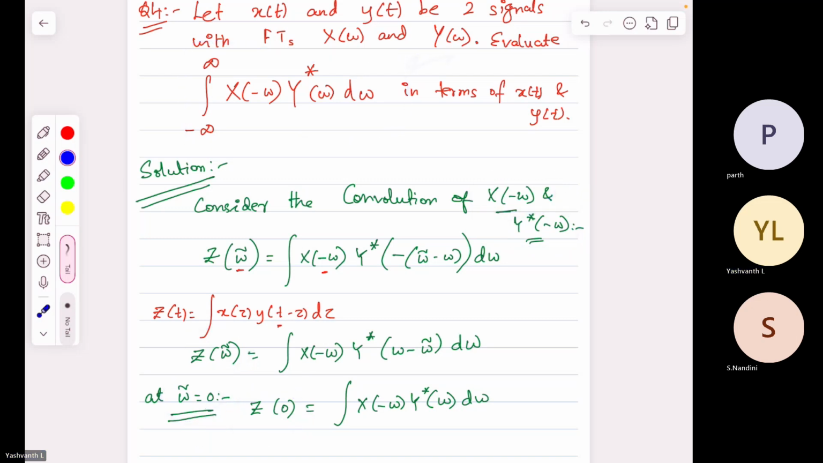Clear? Now, basically you need to convolve two frequency domain signals. But the convolution property says that if I convolve in the frequency domain, their inverse Fourier transforms get multiplied. So I will consider the inverse Fourier transform of X of minus omega, and I will also consider the inverse Fourier transform of Y conjugate of minus omega.